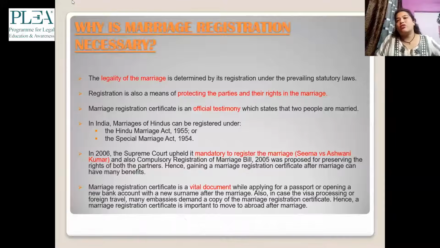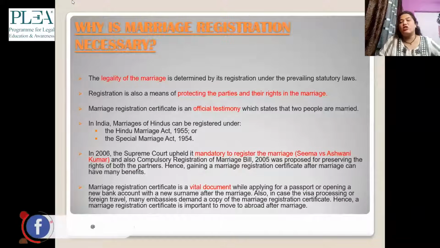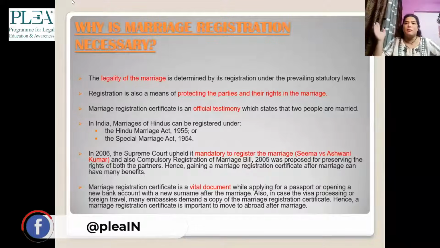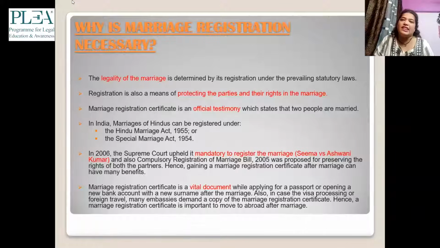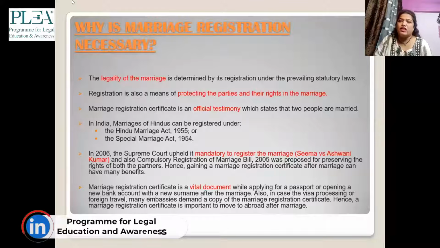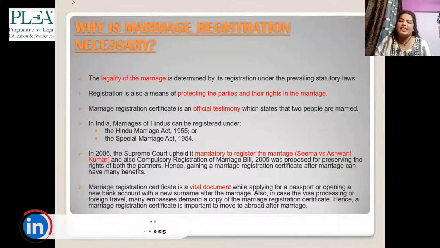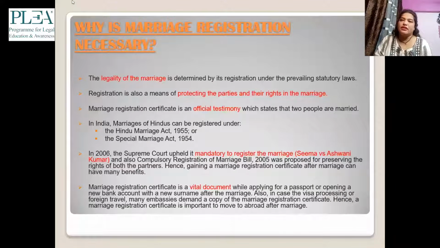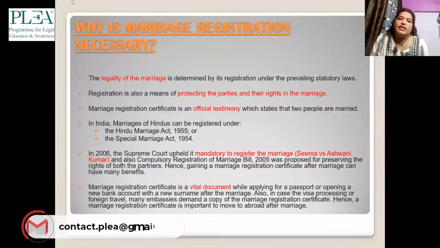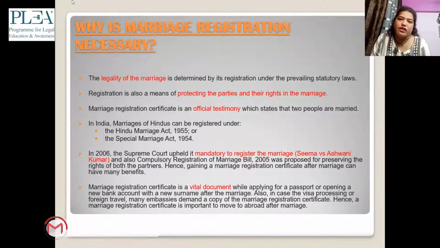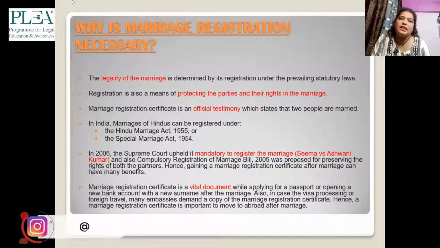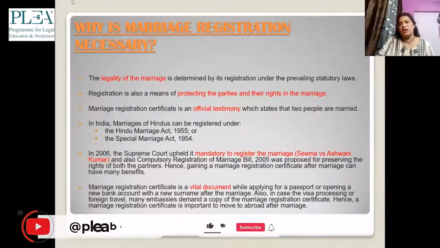Then also in case of a visa, a spouse visa is needed by someone in case the other partner is staying abroad. So for a spouse visa, marriage registration is mandatory, because the passport office, visa embassies etc. ask for the marriage certificate for the spouse visa. Then, of course, for foreign travel a visa is needed. Many embassies demand a copy of the marriage registration certificate. Hence a marriage registration certificate is important to move abroad after marriage.